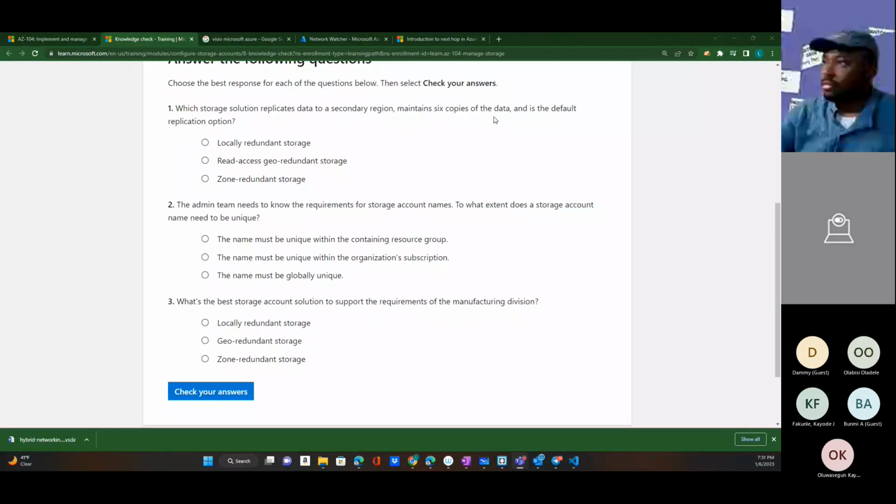Secondary region. Remember what I taught us about data redundancy. As I see, a secondary region has 6 copies of data. So these are some things you want to check out. Secondary region contains 6 copies.